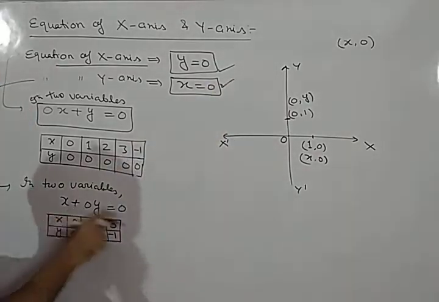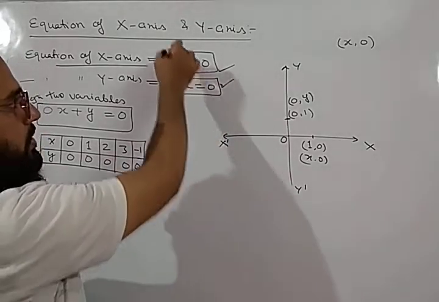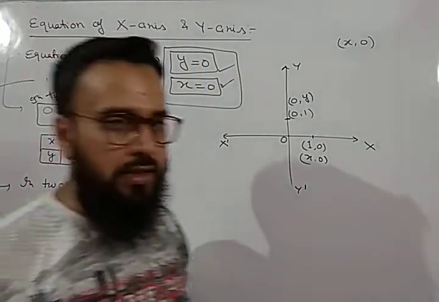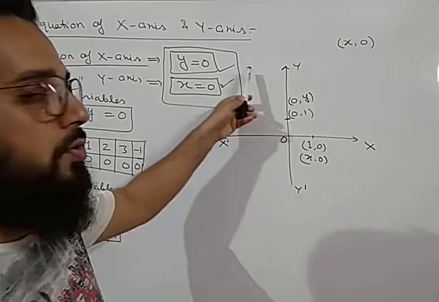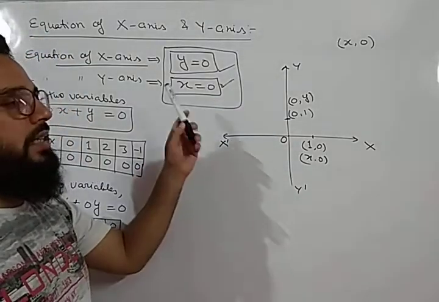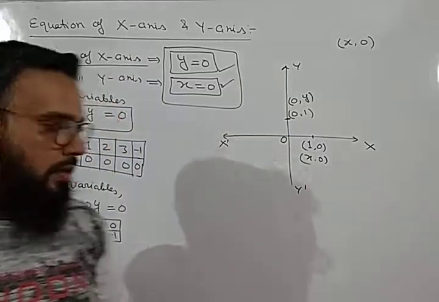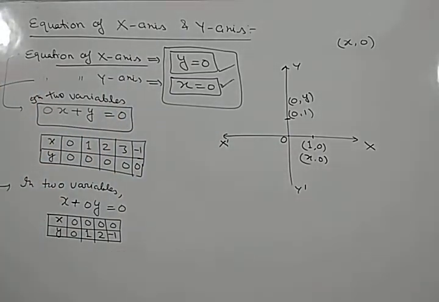It can be written as x equal to 0. So these two equations are very important: the equation of the x-axis and the equation of the y-axis. For the x-axis, it is y equal to 0, and for the y-axis, it is x equal to 0. These are the equations of the x-axis and y-axis. So note it down. These are very important.